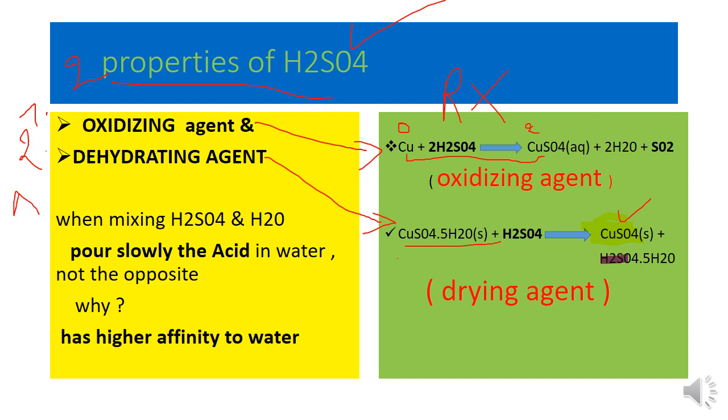Pay attention to this. When you are mixing sulfuric acid and water, what is the condition? When mixing, pour the acid into water, not the opposite. Why? Because sulfuric acid has a high affinity for water.